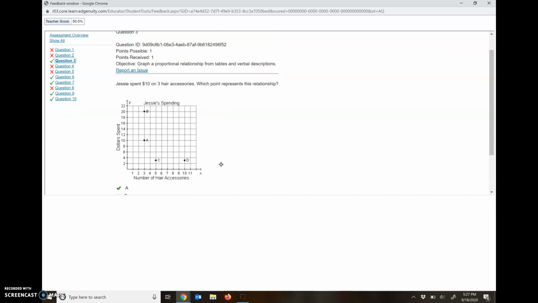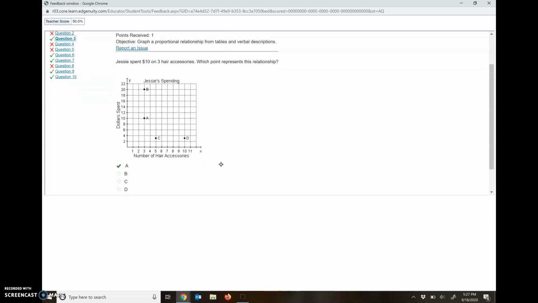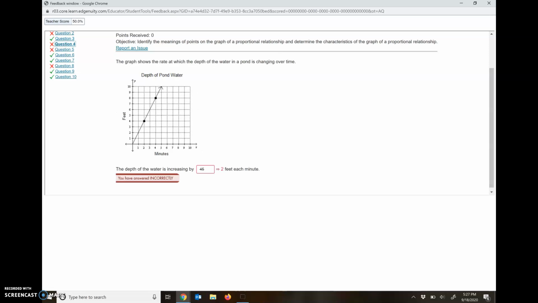Okay, Jesse spent $10, so dollars, notice on the left, on 3 hair accessories on the bottom. So I'm looking for one that has $10, and there's only one that has $10, and it's letter A.